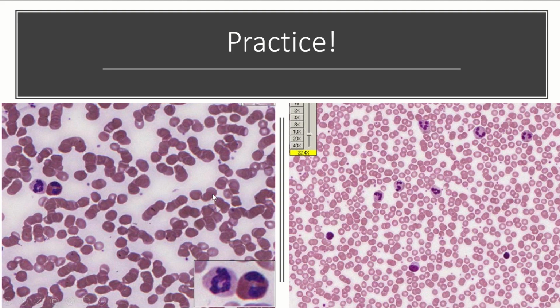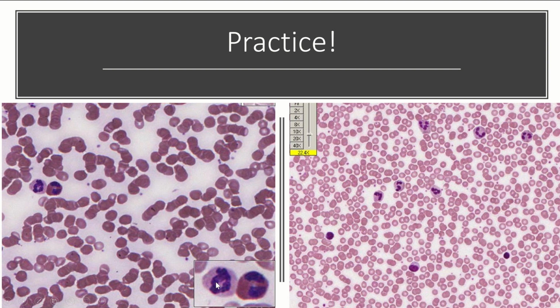All right, so now we're going to do some practice. So here you can see in this one, right, we've got a whole bunch of red blood cells, right? We've got some little platelets right here. These are those little chunks of cells that help with clotting, a bunch of red blood cells. And here you can see we have some leukocytes or some white blood cells, right? So we're going to try to identify these.